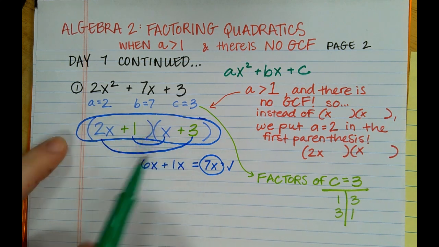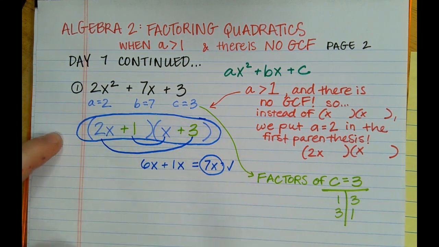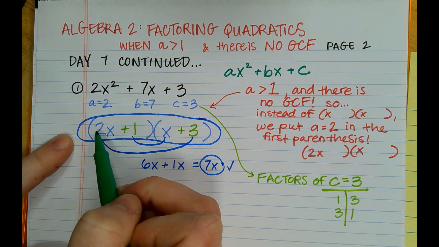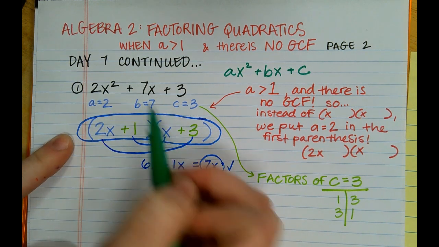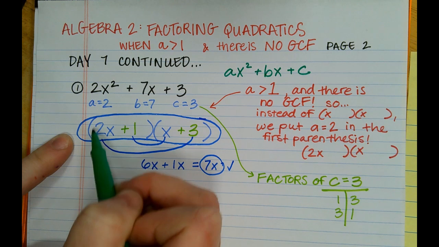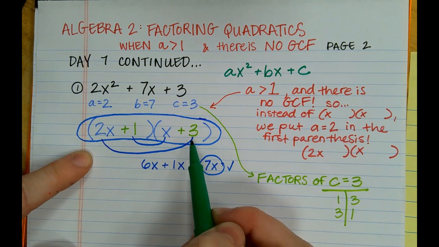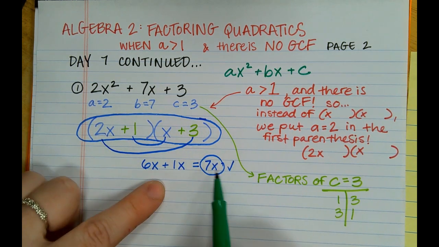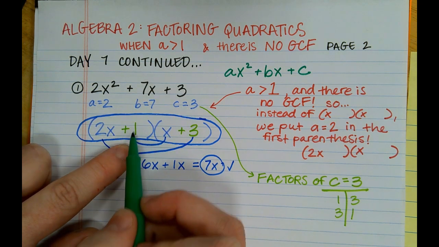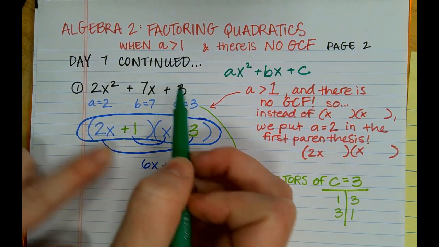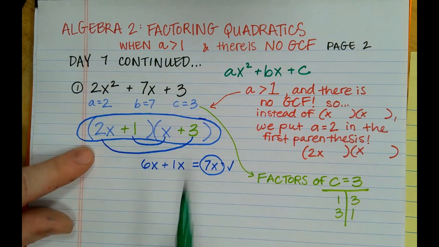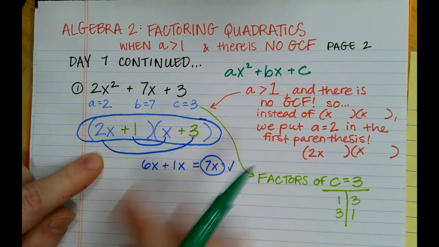So that when I multiply and FOIL, because remember, whatever we get as our factor, we know it's correct if I can take 2x times x and get 2x squared. Then my outer terms, which would be 6x plus 1x is 7x. And then 1 times 3 is 3. So that would be correct here. If I can't do that, it's wrong.